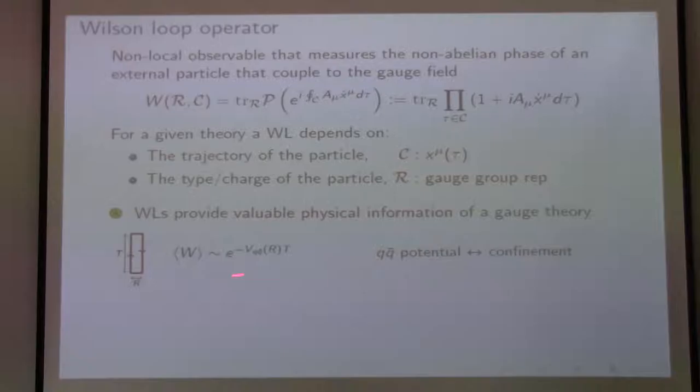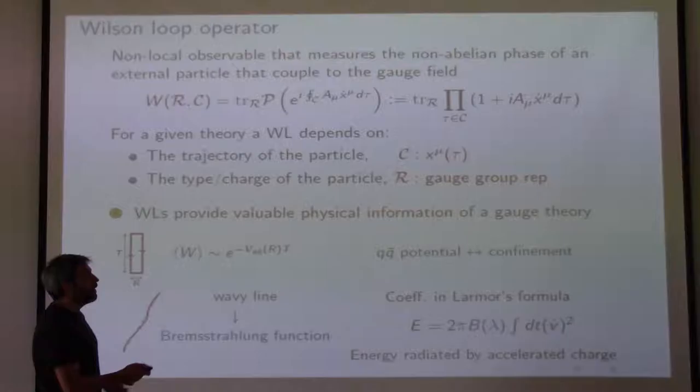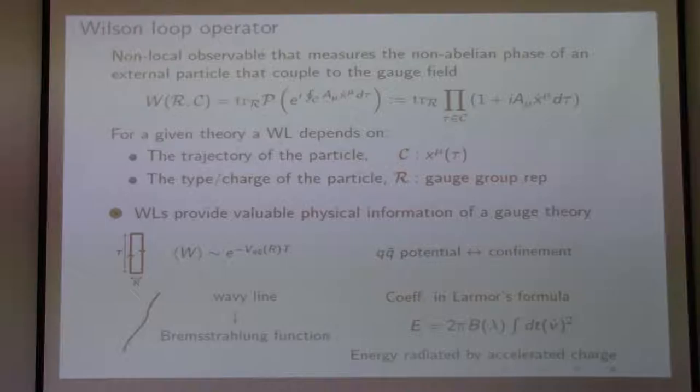And if you have that, you see that the expectation value will be like the exponential of some constant times r times T, which is the area enclosed by this contour. This is the famous area law, the signature of confinement in the gauge theory. So that's one thing you can extract from the definition of the Wilson loop. Another quantity with physical information is the Bremsstrahlung function. If you consider a wavy line, a trajectory slightly deviating from the straight line, from its expectation value you can extract this Bremsstrahlung function, which is nothing but the coefficient in front of the analog of Larmor's formula, which computes the energy radiated by an accelerated charge. So these are two very physical quantities you can compute from this loop.